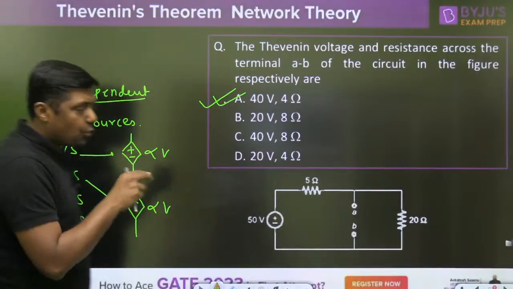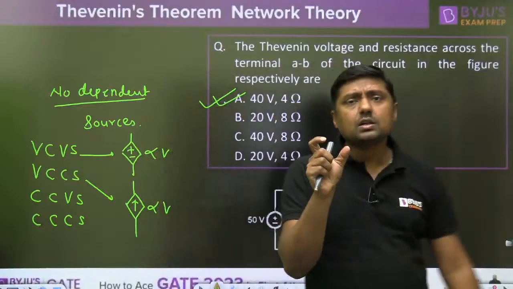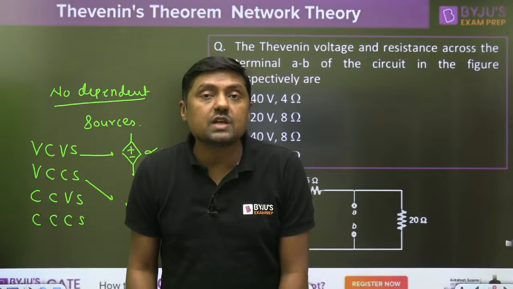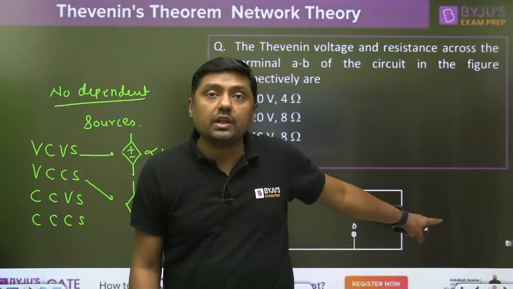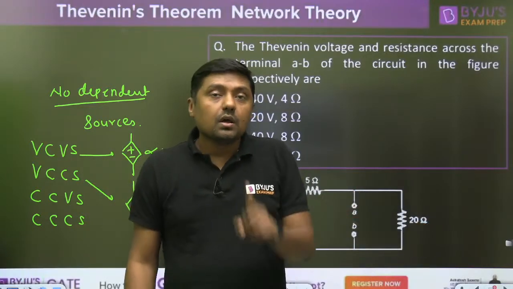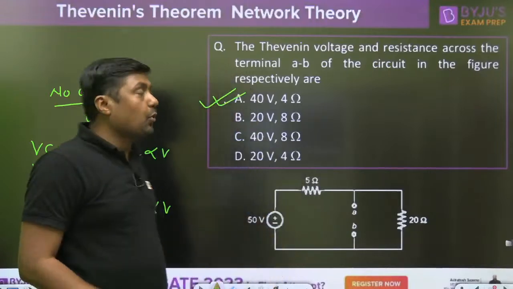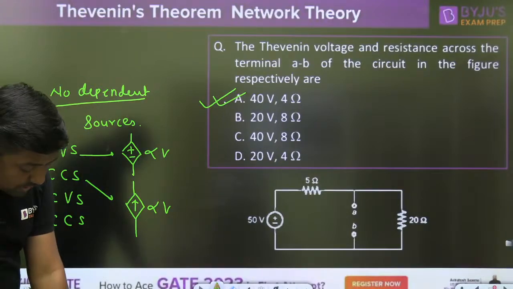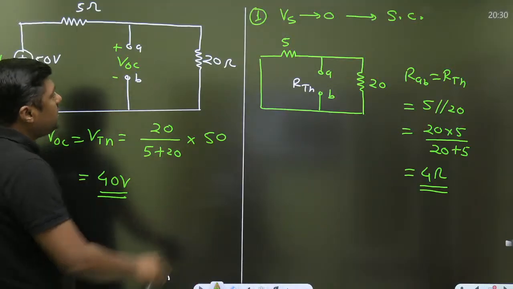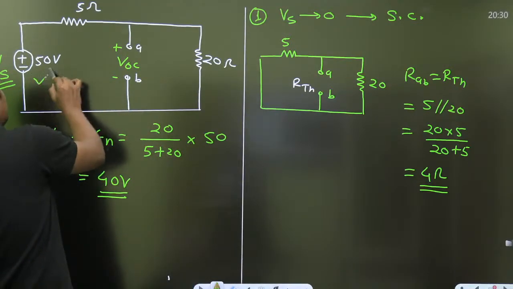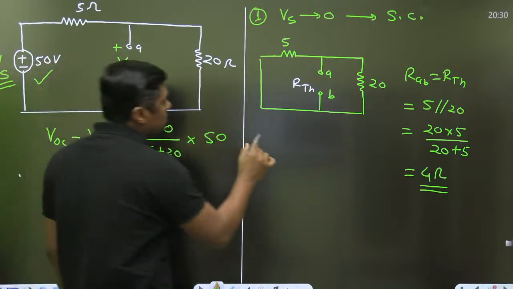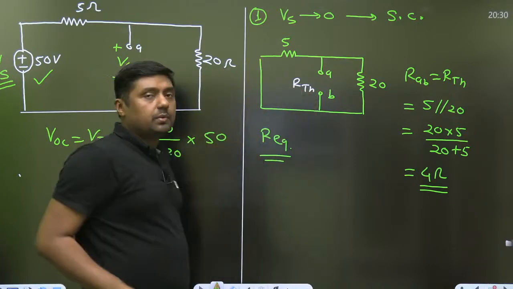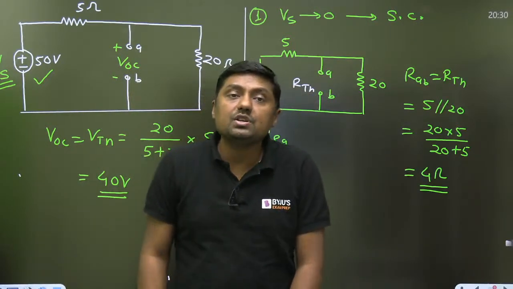So if these types of sources are not present in the circuit, only independent sources are present, for example this circuit, then method 1 is the most appropriate one. Which method? Method 1. It means simply make the voltage source 0 and find the R equivalent across the terminal. That question will become very, very easy for you.